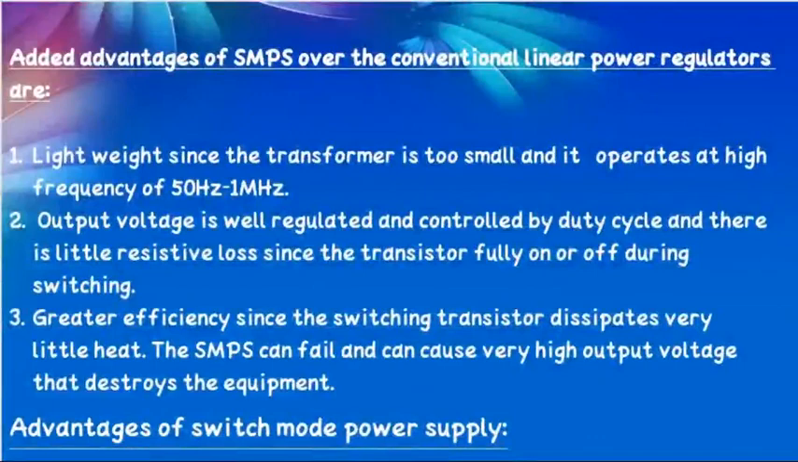Added advantages of SMPS over the conventional linear power regulators are that they are lightweight, since the transformer is small and operates at a high frequency of 50 Hz to 1 MHz. Output voltage is well regulated and controlled by duty cycle, and there is little resistive loss since the transistor is fully on during switching. Greater efficiency, since the switching transistor dissipates very little heat. The SMPS can fail and can cause very high output voltage that destroys the equipment.